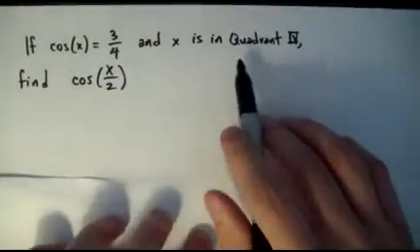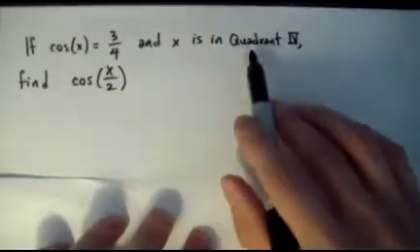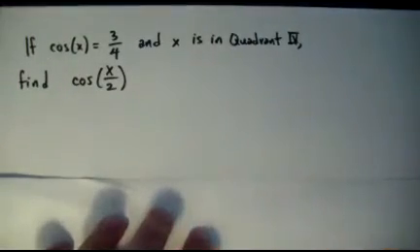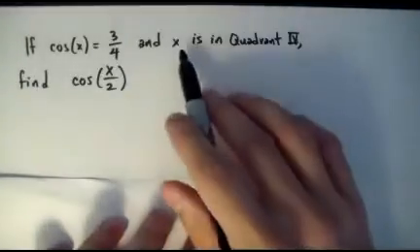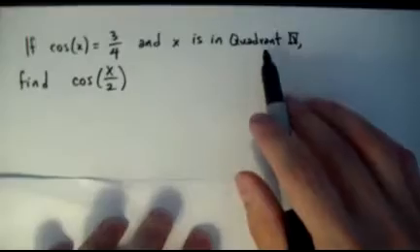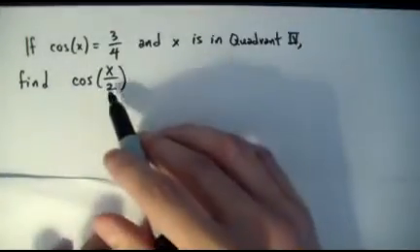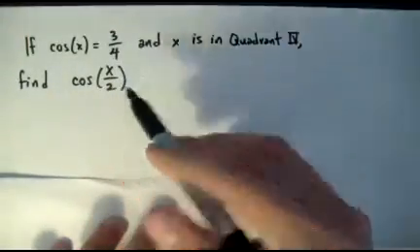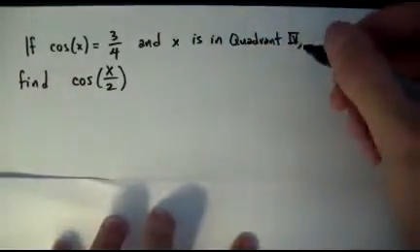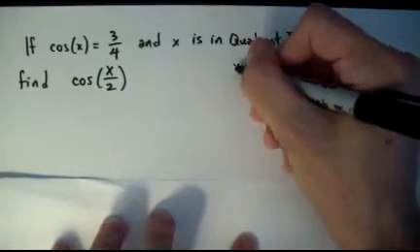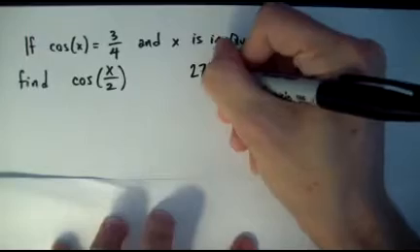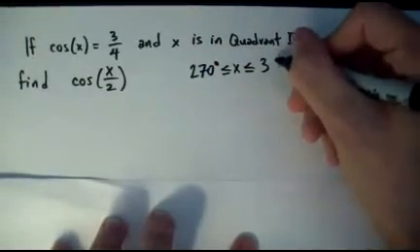And now remember, the reason we need to be told what quadrant x is in is because of that sign confusion. We don't know whether it's plus or minus unless we know what quadrant x is in. So having this information about x being in quadrant 4 will be enough to tell us what the sign of cosine of x over 2 is, because we'll know which quadrant x over 2 is in. So let's just think about that for a second. If x is in quadrant 4, that means that x is between 270 degrees and 360 degrees.